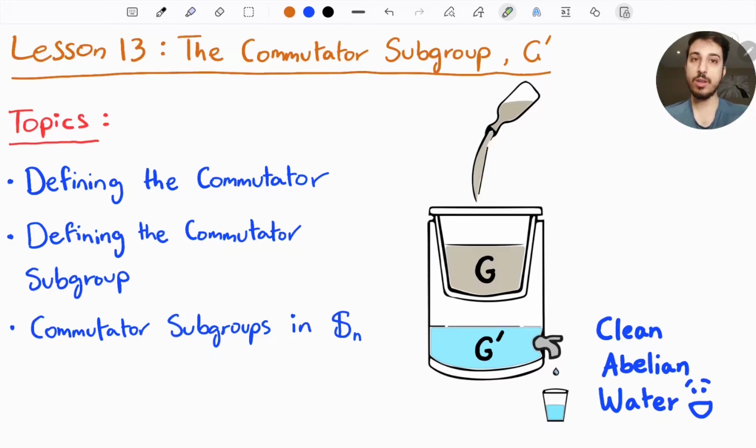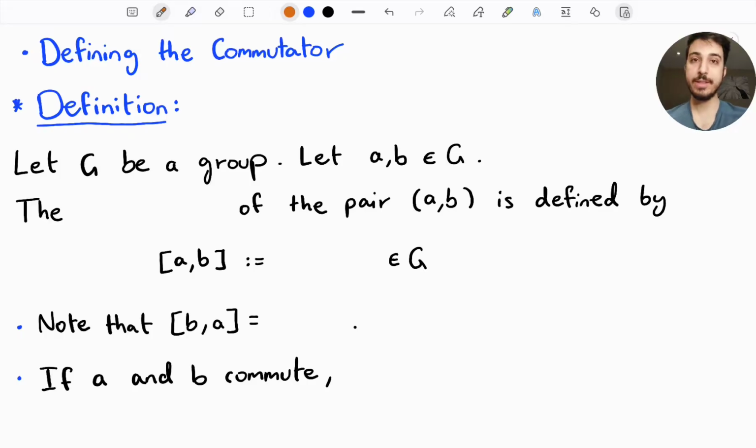So after defining commutator and commutator subgroup and explaining this process, I will give you some examples of commutator subgroups in the symmetric group Sn. So let's get started. The first definition of our lesson concerns the commutator.